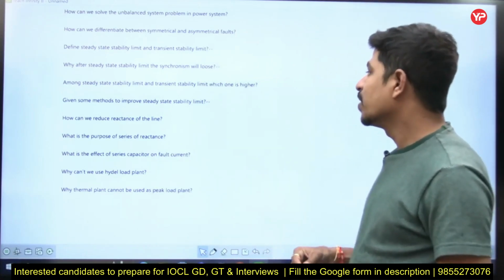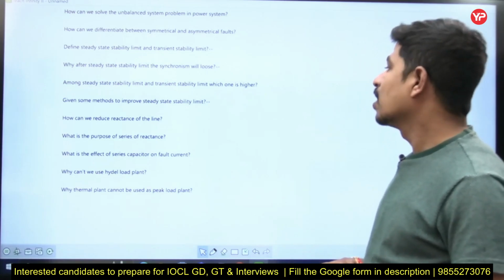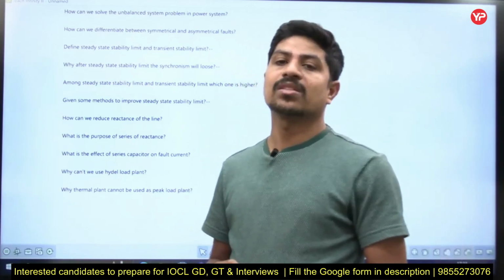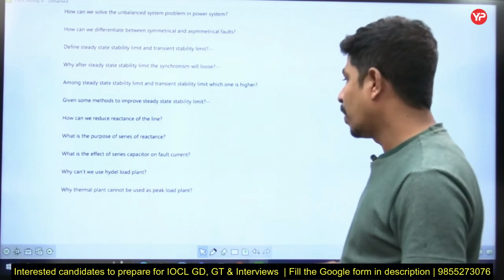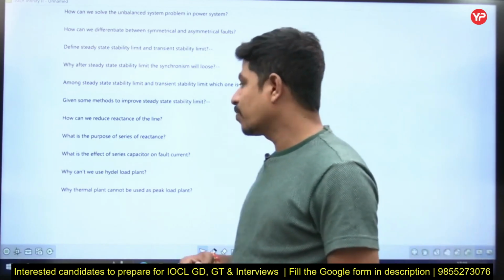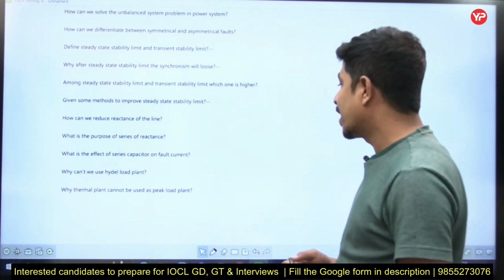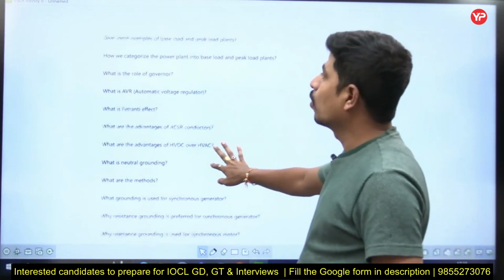The next question is what is the purpose of series reactance? Next question is what is the effect of series capacitor on fault current? If you put a series capacitor, how is it going to affect the fault current? Why can't we use an idle load plant as a base plant? The next question is why a thermal plant cannot be used as a peak load plant?